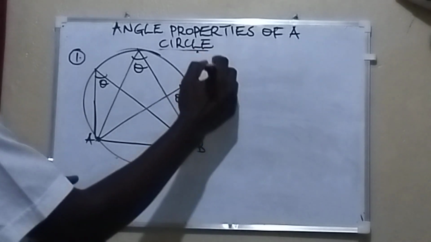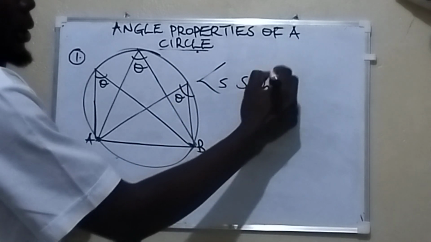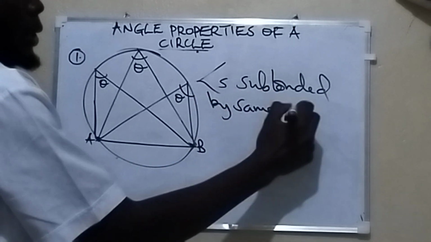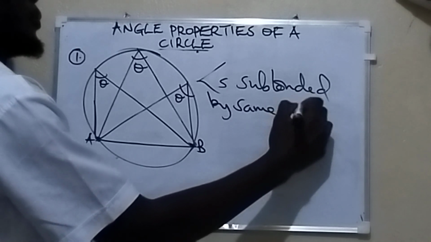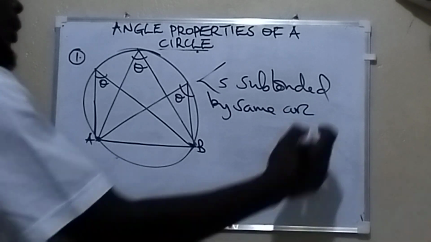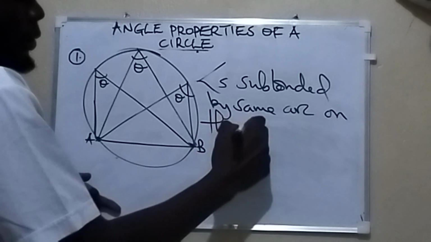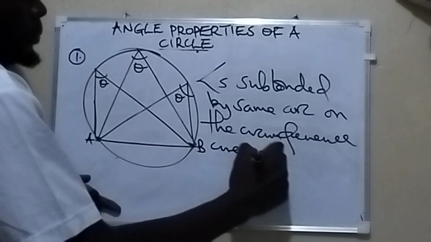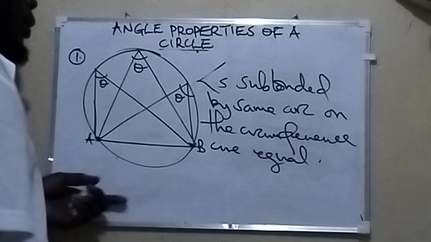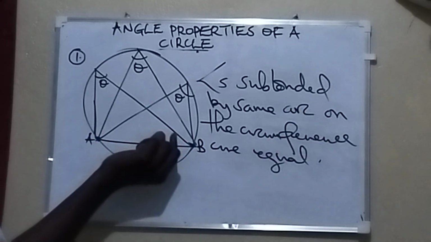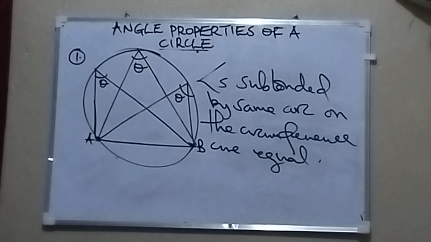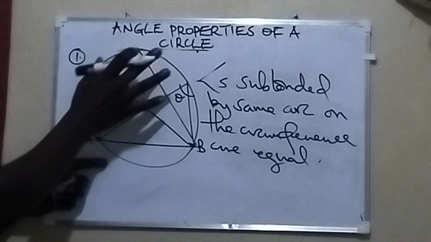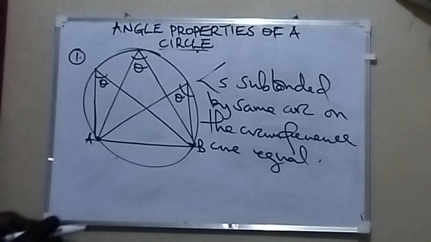For the first property, we have angles subtended by the same arc on the circumference are equal. So you can have an angle subtended by the same arc or the same chord on the circumference, but they should be on the same segment. We have the minor segment, then we have the major segment. All these angles are equal.